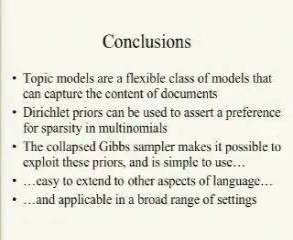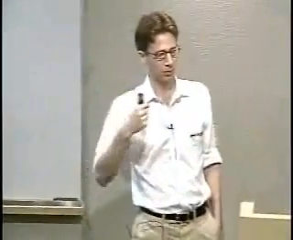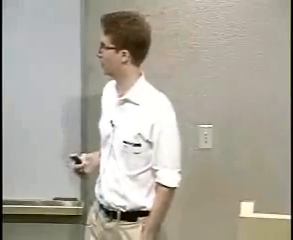But in terms of the specifics I've been talking about today, the main points are that topic models are a flexible class of models you can use to capture the content of documents, that we can use Dirichlet priors as a way of expressing sparsity in multinomials, and that if you're using these sorts of models, there's a class of Monte Carlo algorithms that are pretty simple to implement and pretty flexible in terms of what they do.